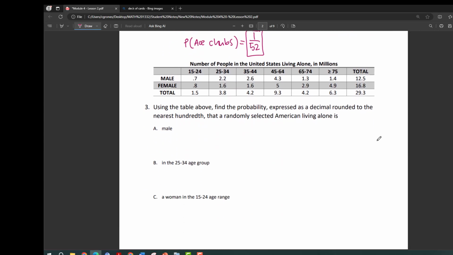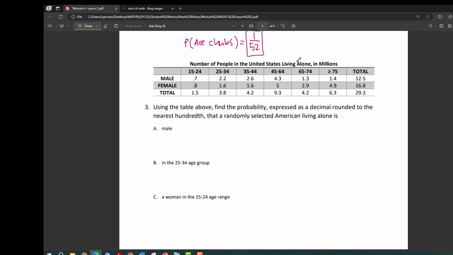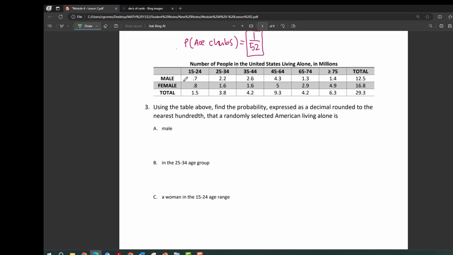Okay. The next question, we are using this table. It says the number of people in the United States living alone in millions. We have it broken up between the ages of 15 to 24, 25 to 34, and so on up into over 75. And then it's also broken down by male, female, and then both together. They have the totals of each column and each row, and then at the end, this 29.3 is going to be the total of everybody that they looked at.